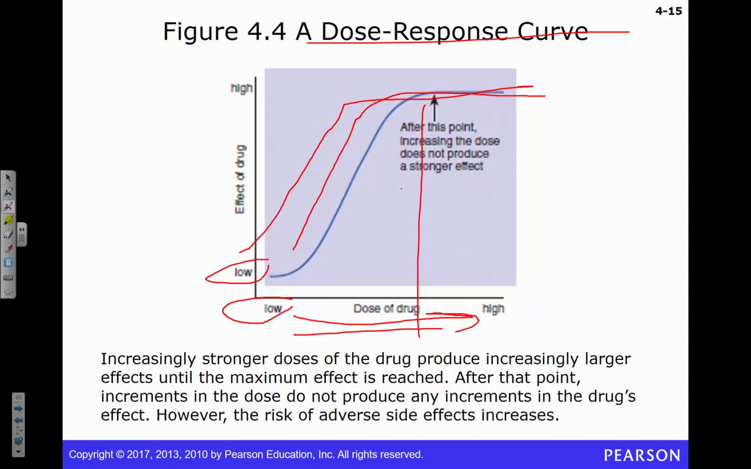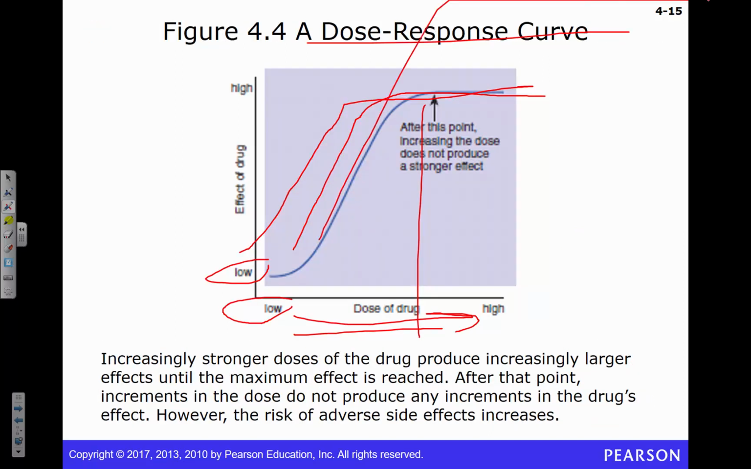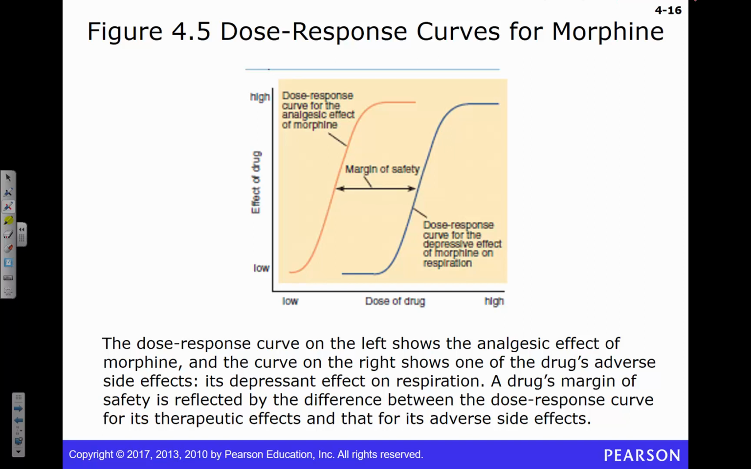All right, so there's your dose response curve. Not a big deal. It's not going to continue to just skyrocket all the time. There is going to be that plateau. Here are the dose response curves for morphine. This one gives you the analgesic effect, the pain relieving effect. Here's the one that has the depressive effect on respiration. That's the one that'll kill you.